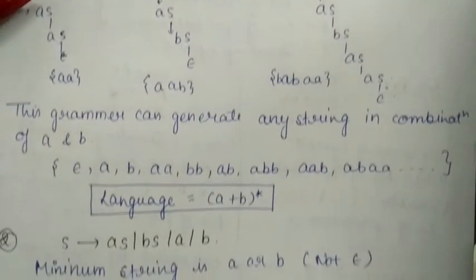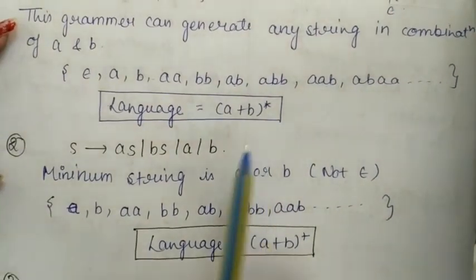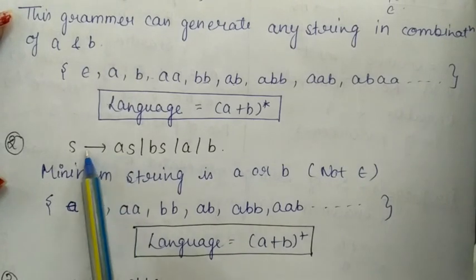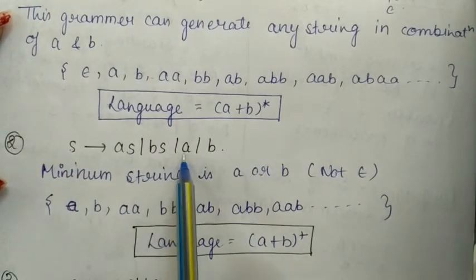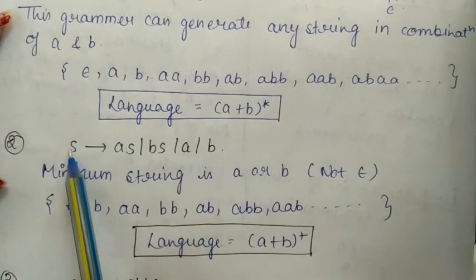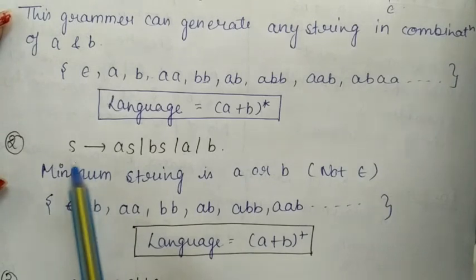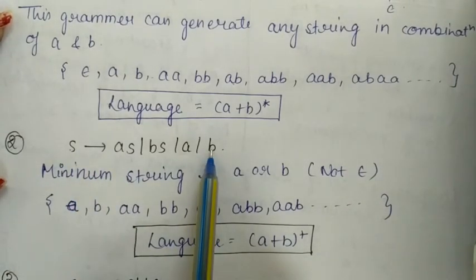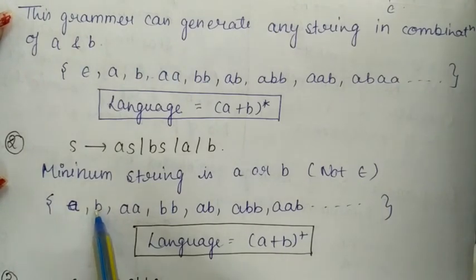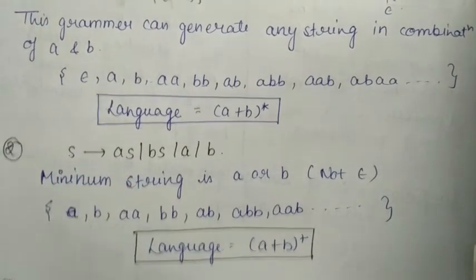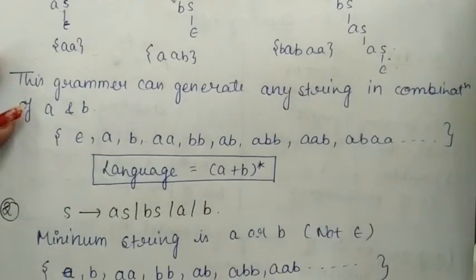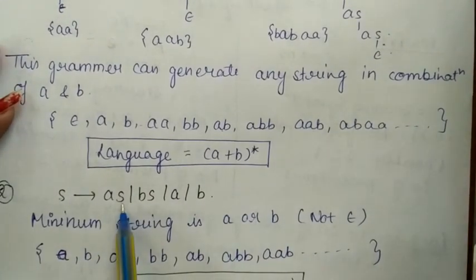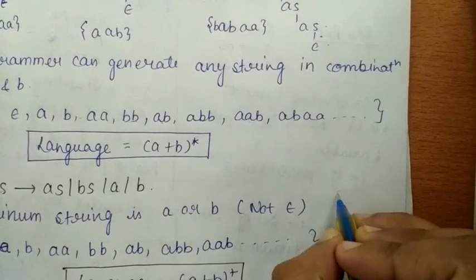Now if we take this example, the minimum string: for generating the minimum string we always replace this symbol by a terminal. What is the terminal here? a. So S can be replaced by a, and S can be replaced by b also. So the minimum string will be a or b. And similar to this, here we also have aS and bS.